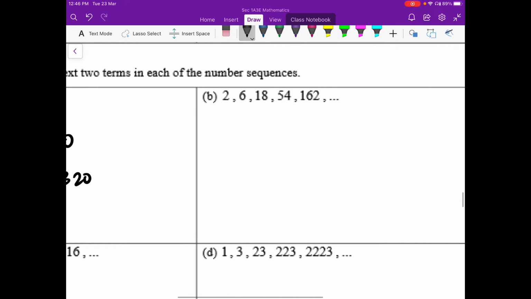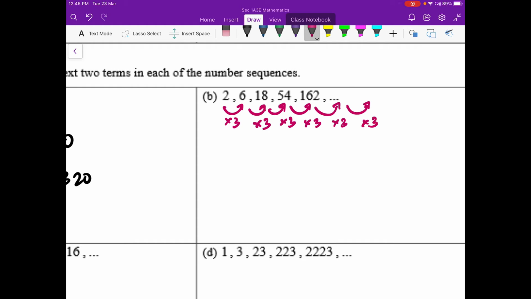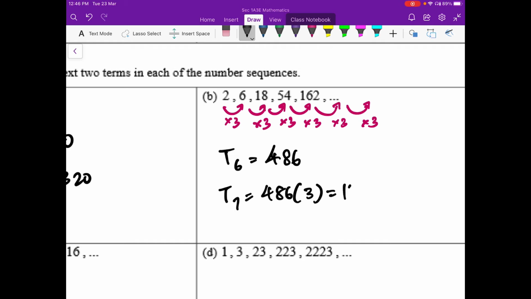Next. Okay, what do we have over here? What is the pattern? 2 to 6 to 18 to 54 to 162, times 3. Is that the pattern? Times 3, times 3. Looks like it is correct. So 54 times 3, you get 162. Then times 3 again, and multiply by 3 again to give us term number 6. 1, 2, 3, 4, 5, 6. 162 times 3, 486. Term number 7, 486 times 3, 1458.